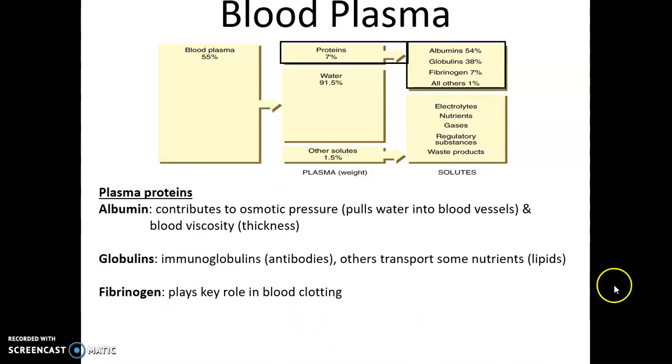And then the third category is fibrinogen. Fibrinogen is a key protein for blood clotting. Well, specifically, fibrinogen gets turned into a protein that's key for blood clotting. Obviously, we don't want it clotting until it's needed.